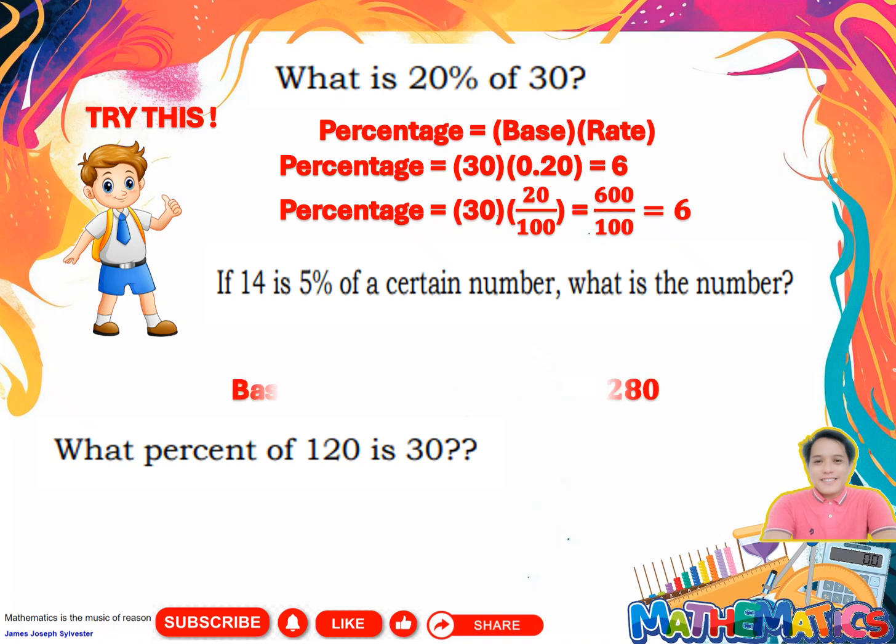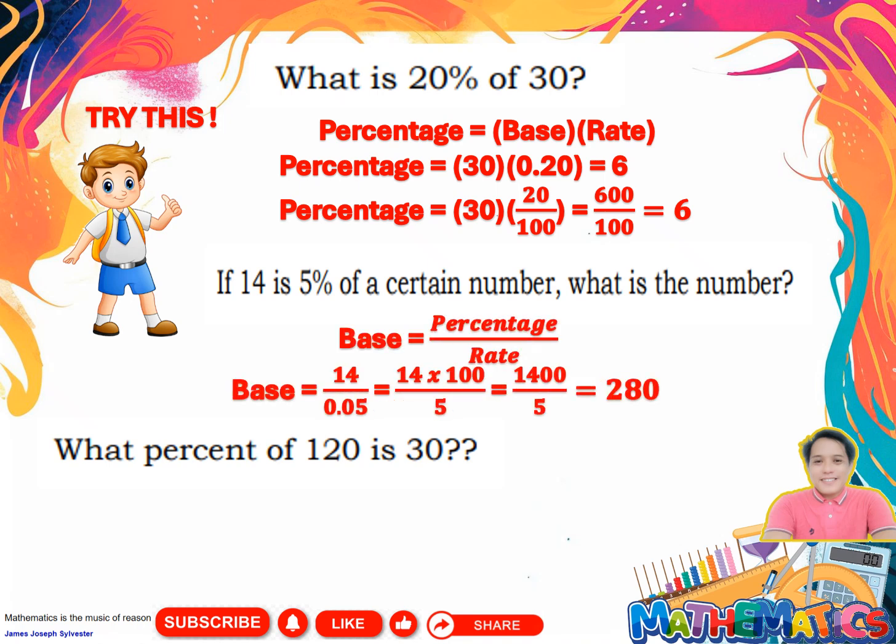Another problem. If 14 is 5% of a certain number, what is the number? So we are looking for the base. 14 is the percentage and the rate is 5%. Base is equal to 14 divided by 0.05. The reciprocal of 0.05 is 100 over 5. That's why we multiply 14 times 100.